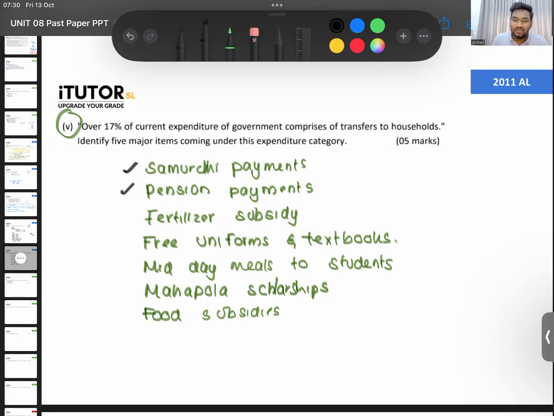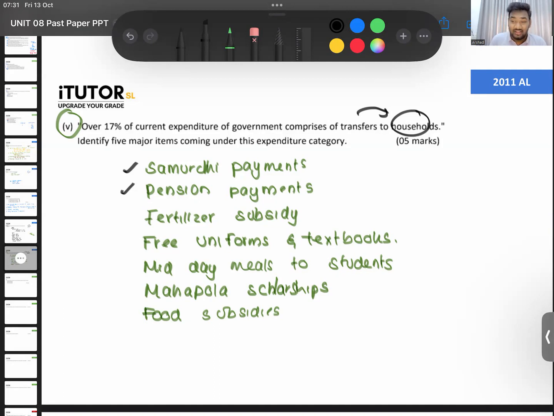That's the biggest. No, transfers to, yes, corporations, fine. But here they're talking about to households, right? So make sure you don't go there. Transfer to these corporations are also a current transfer, but they're talking about transfers to households. So then transfers to corporations and all will not count. Okay, so make sure that the first 2 are there, and apart from that, anything else is fine.